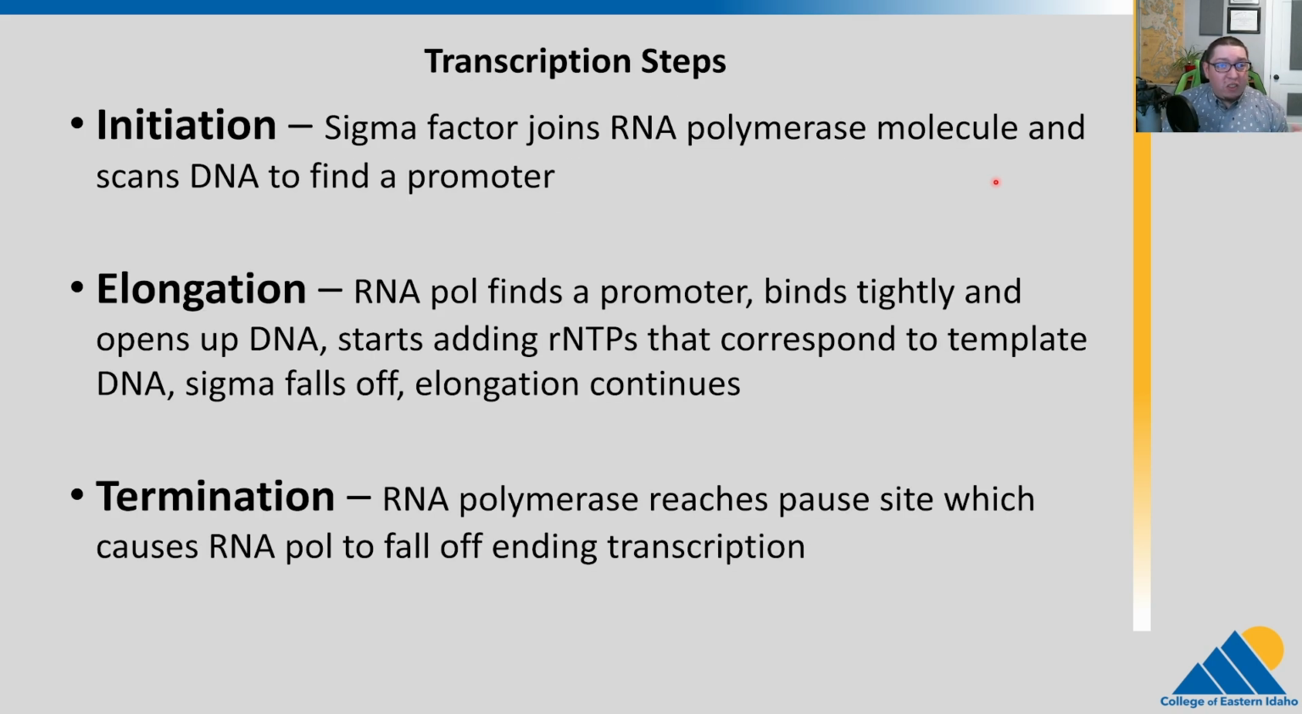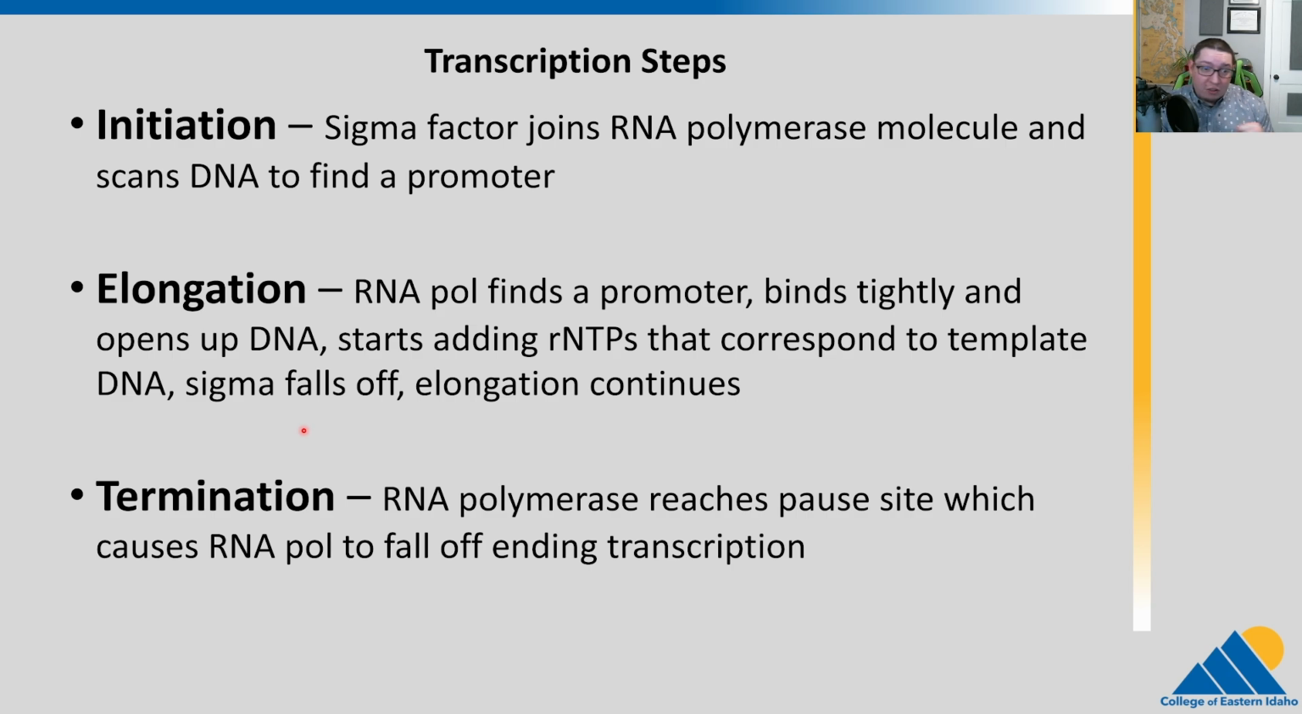Okay, so the steps of transcription. Well, there's an initiation phase, right? Sigma factor joins up with the RNA polymerase and they scan along on the DNA to find that promoter. Once the promoter is found, RNA polymerase binds tightly to the sequence. Sigma factor falls off and we start transcribing. We open up the DNA and start adding the RNA nucleotides in there. That's what rNTPs are. Elongation is going to continue until we reach a termination sequence.